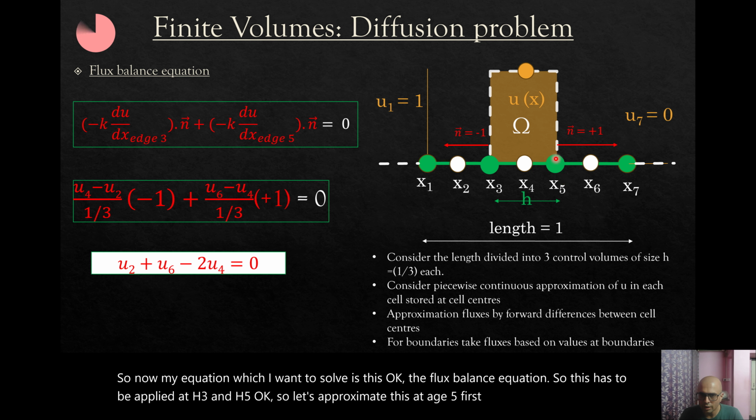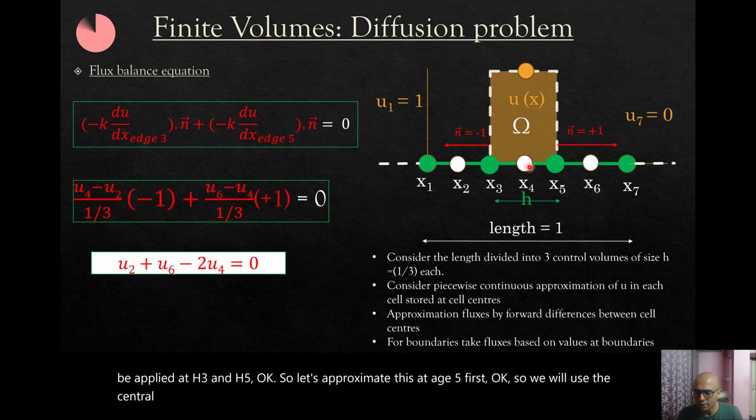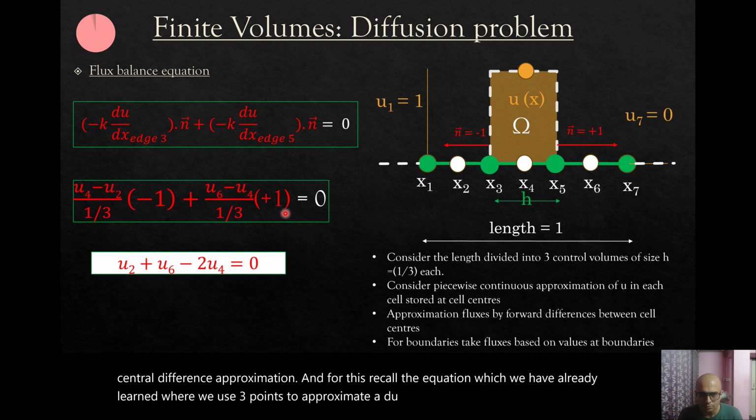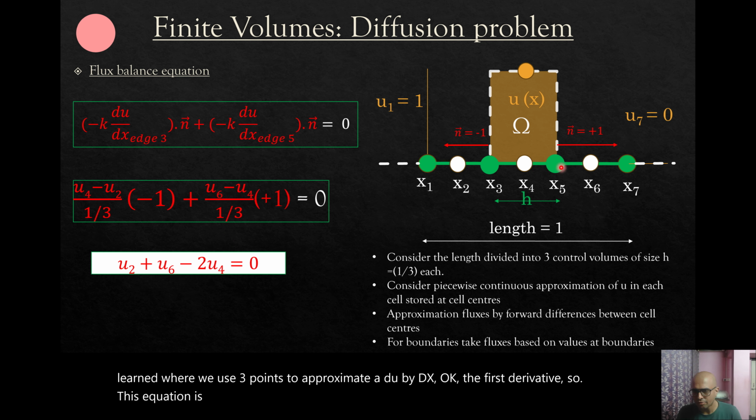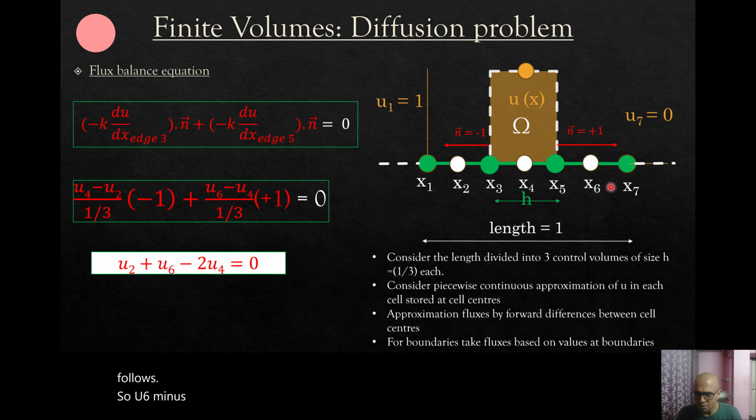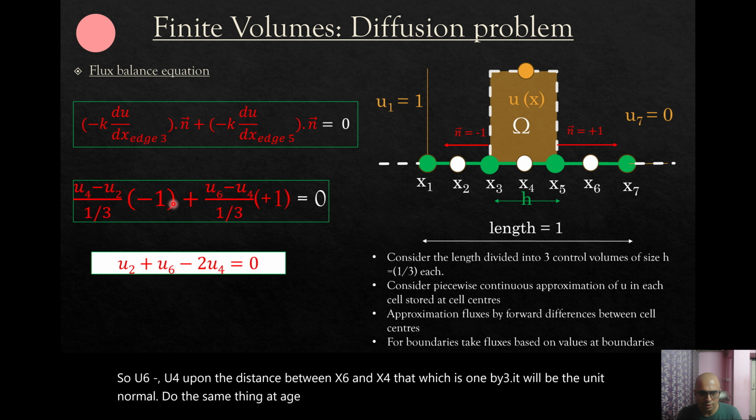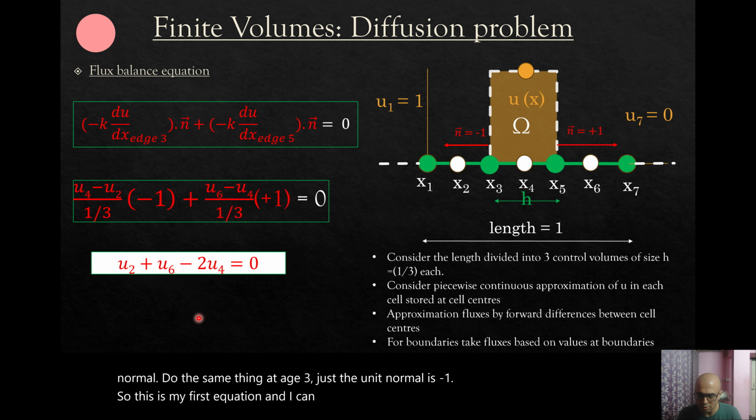We will use the central difference approximation. Recall the equation we have already learnt, where we use 3 points to approximate du by dx, the first derivative. The slope at x5 can be computed from the values at x6 and x4 as follows: u6 minus u4 upon the distance between x6 and x4, which is 1 by 3, dotted with the unit normal. Do the same thing at edge 3, just the unit normal is -1. So this is my first equation, and I can reduce it to this equation.